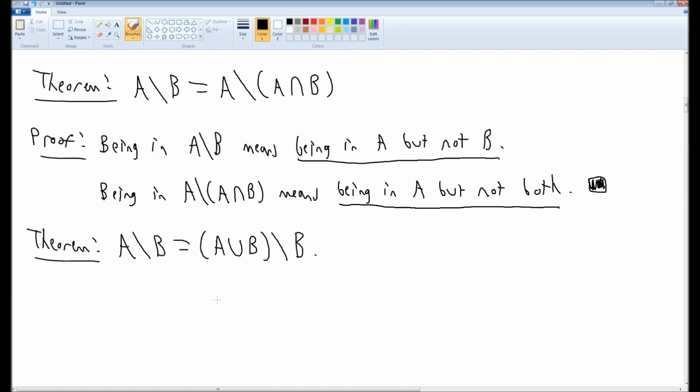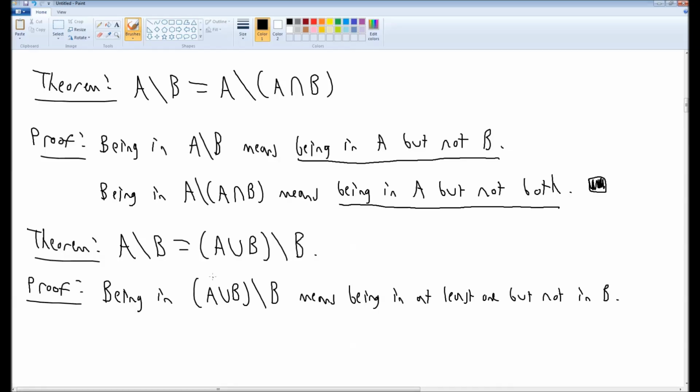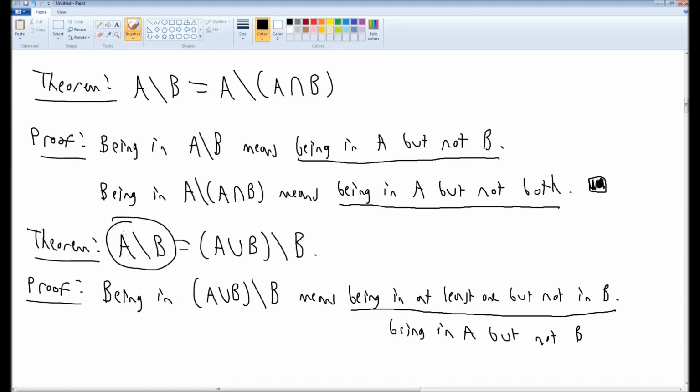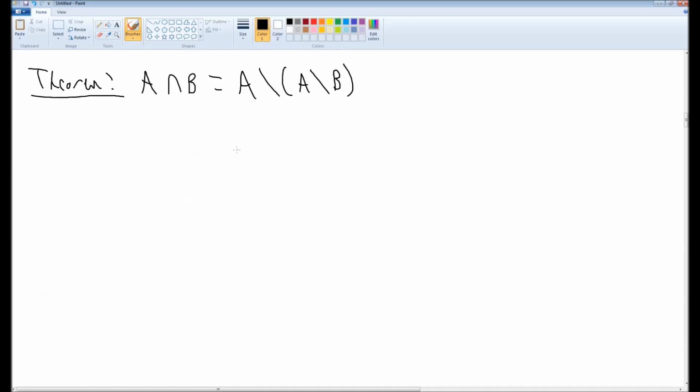Here's a similar theorem, but involving unions instead of intersections. Well, here's the thing. Being in this set means that you're in at least one of A or B, but you're not in B. Well, being in at least one of them, but not in B, is the same as being in A, but not B, which is the same as saying that you're in this set. So that proves this.